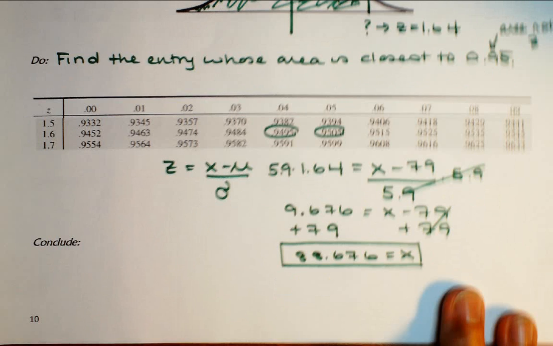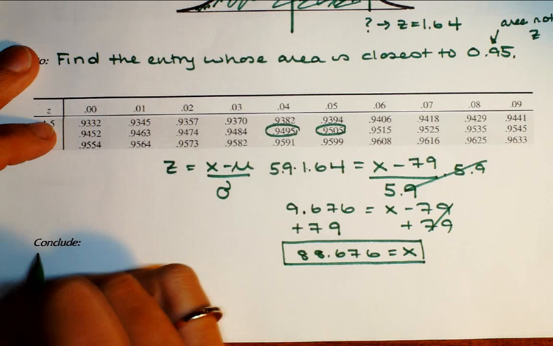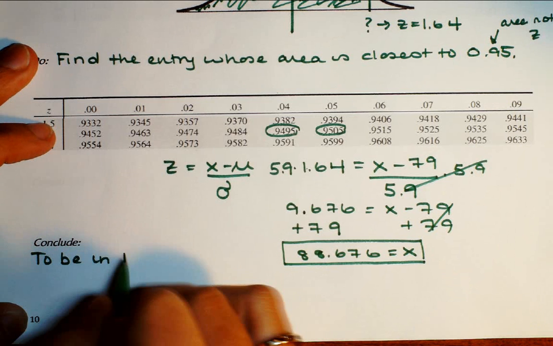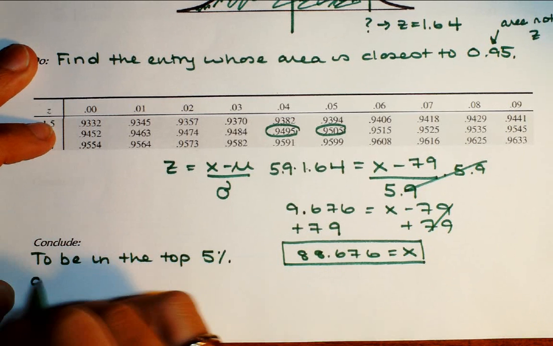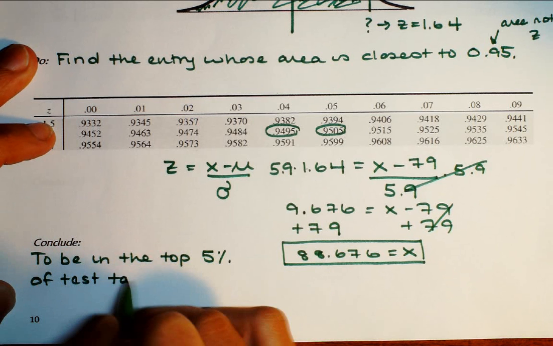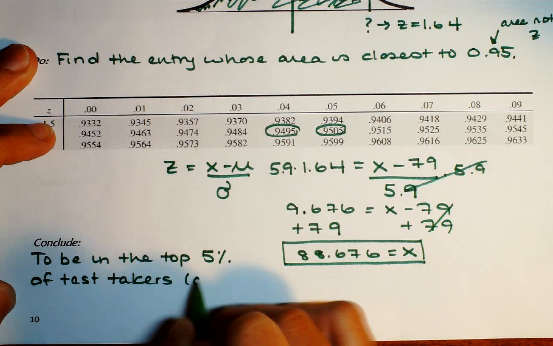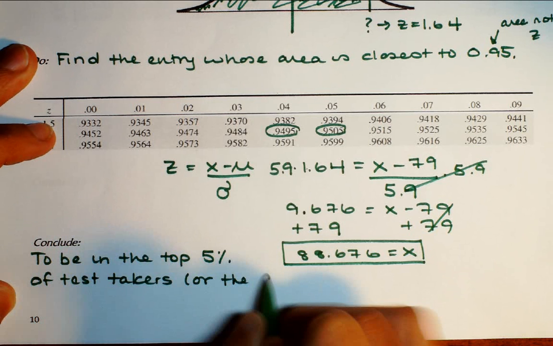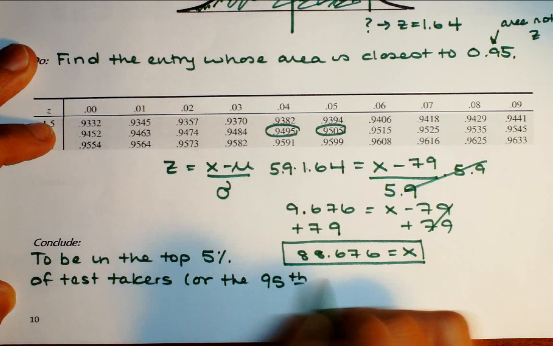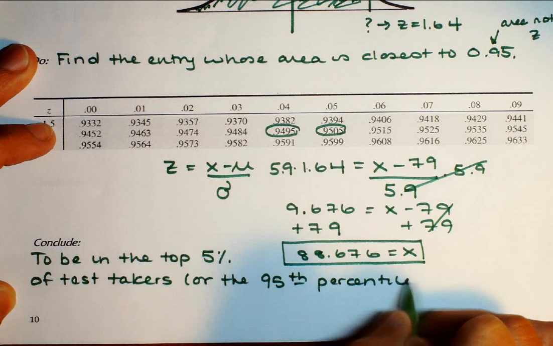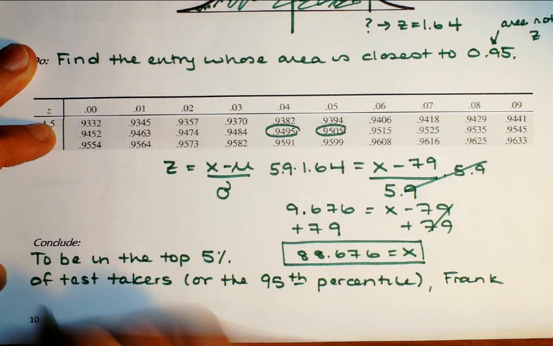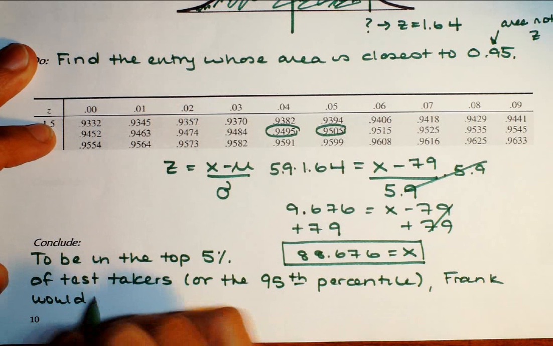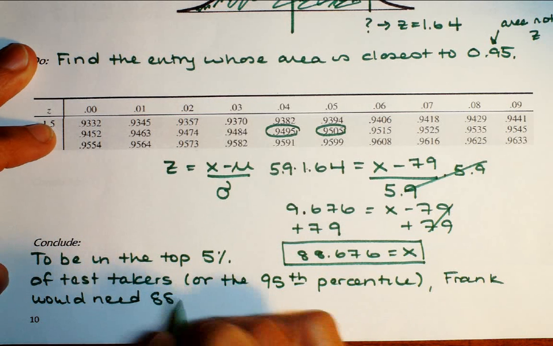So our conclusion, to be in the top 5% of test takers, Frank would need 88.676%.